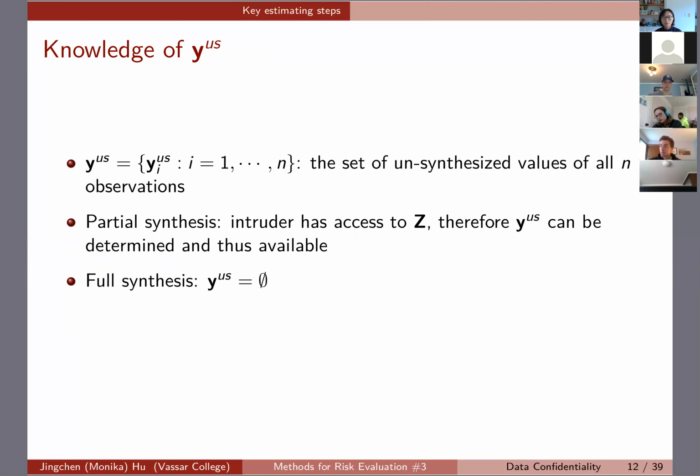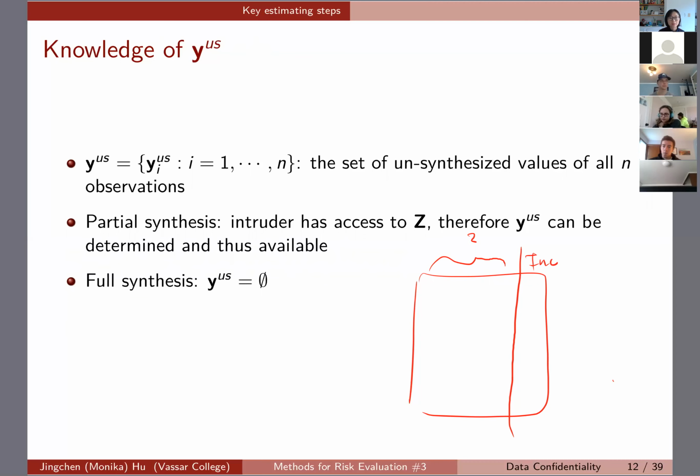But for the partial case, which is the one that we're going to focus on, it's readily available to the intruder. In context, the CE data, we know that we only synthesize income, right? So only income is synthesized. There are 3 other variables never synthesized. In the synthetic data Z, the first 3 columns are never changed, and only the income is changed, because it's synthesized from the model.